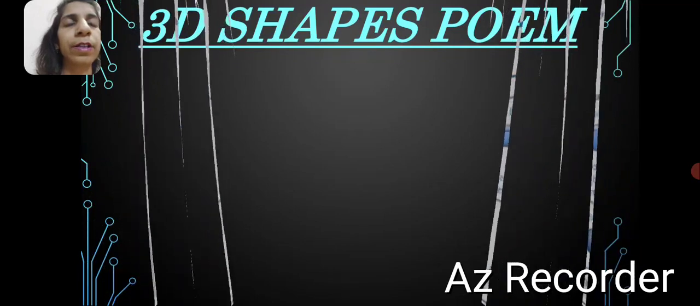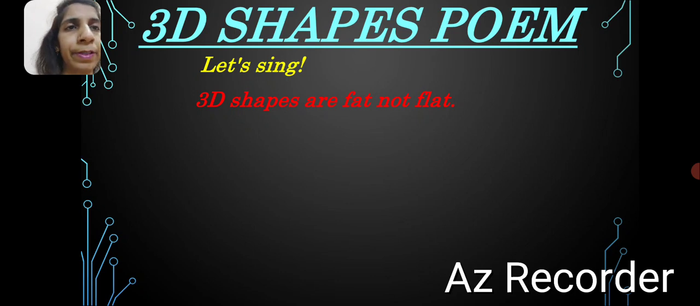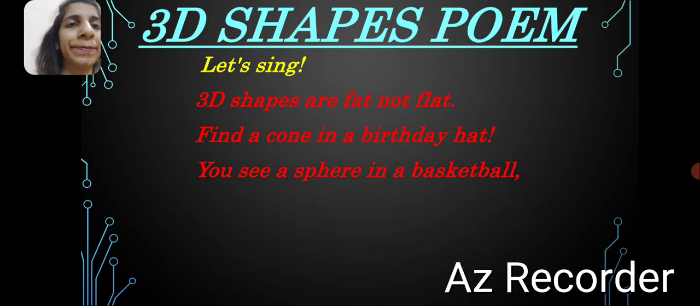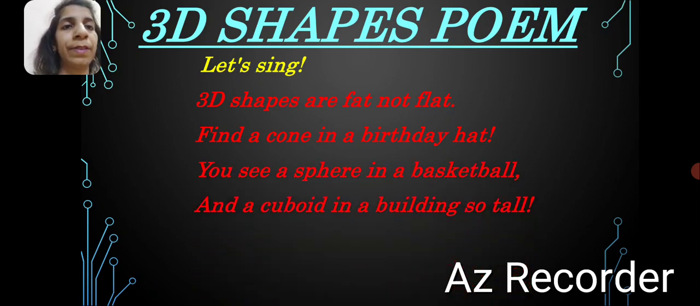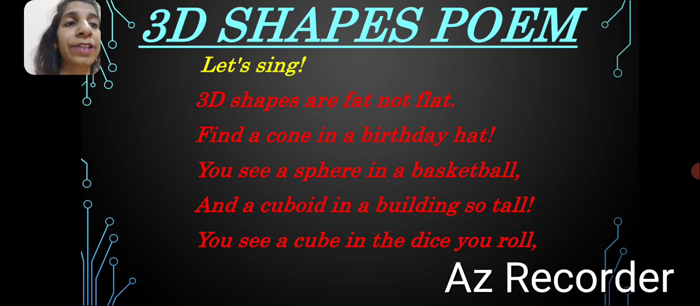Let's move further. 3D shape poem. Let's sing it. 3D shapes are fat, not flat. Yes, find a cone in a birthday hat. You see a sphere in a basketball and a cuboid in a building so tall. You see a cube in the dice you roll and a cylinder in a shiny flagpole.